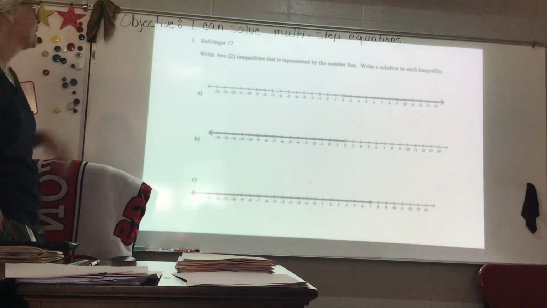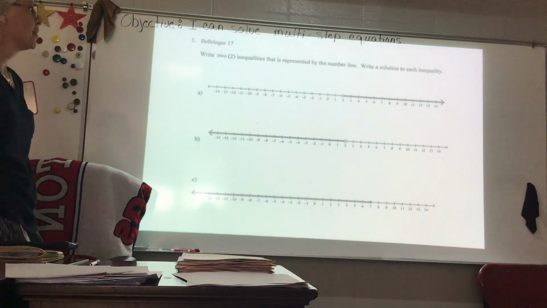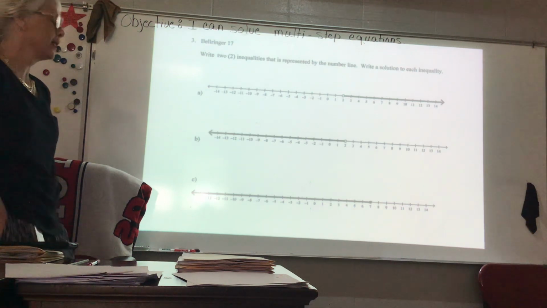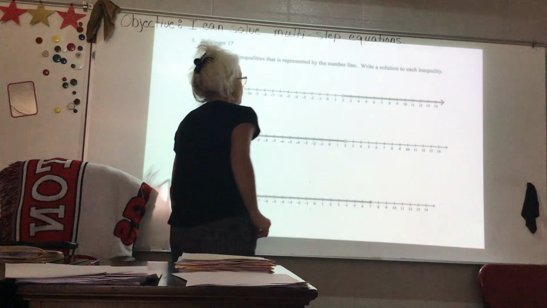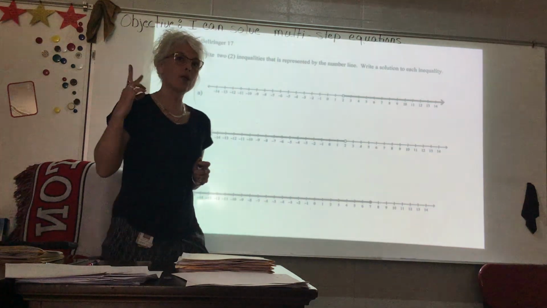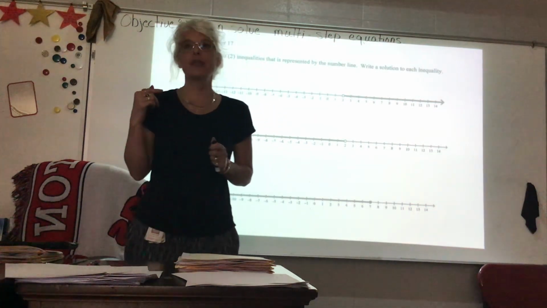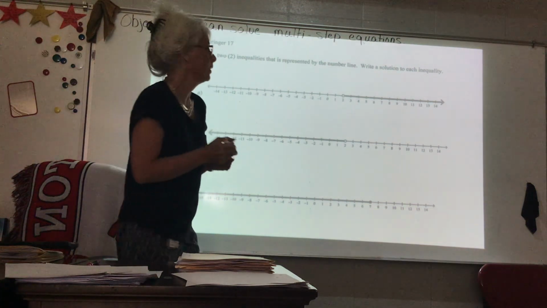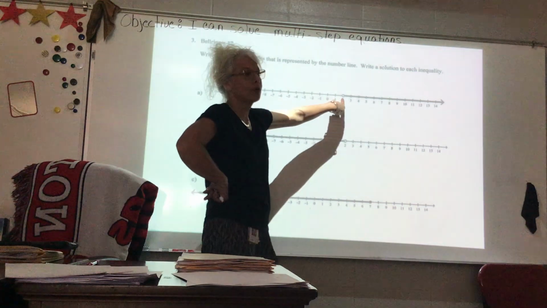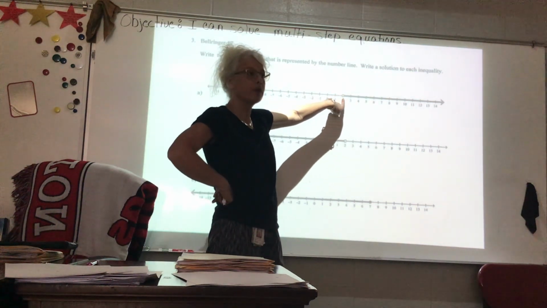On Bellringer 17, it says write two inequalities that are represented by the number line. Write a solution to each inequality. So, since you have to write two inequalities, we need to think about this as the flip side of the same coin. Here is my circle. So I'm gonna start with 2.